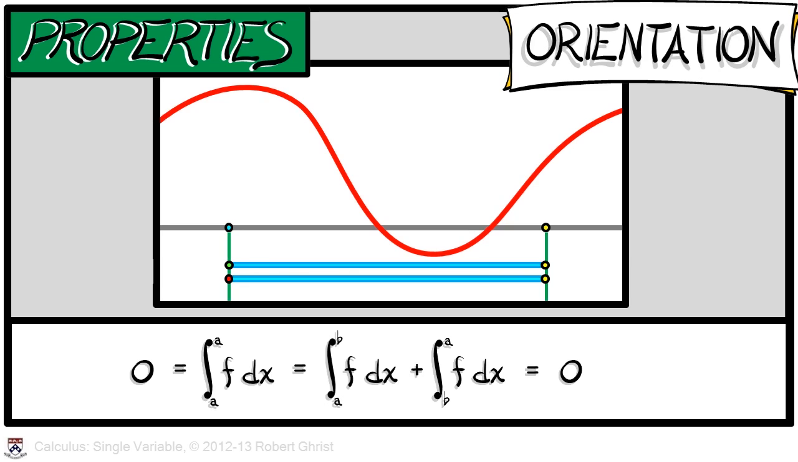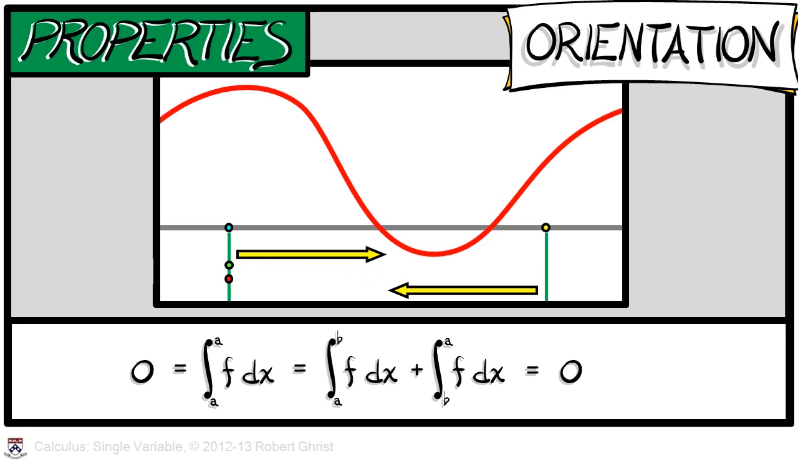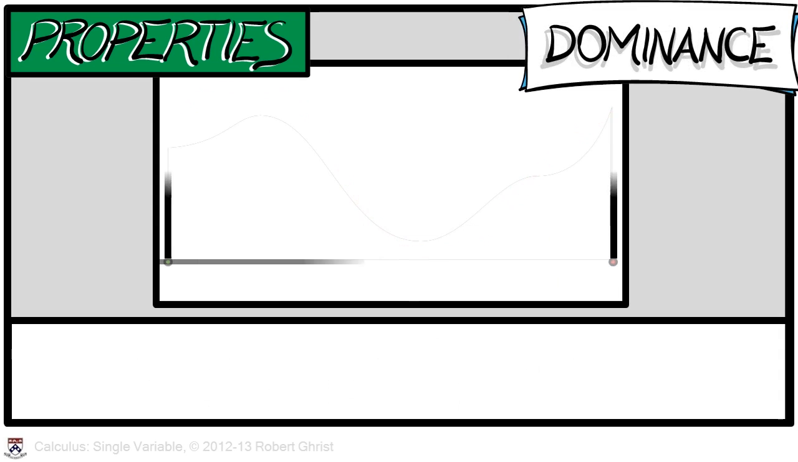Another way to think about it is that we are adding directed paths together. And when you have the same path from a to b with the orientations reversed, it's as if the paths cancel, and you wind up getting the integral over a point, which is 0.